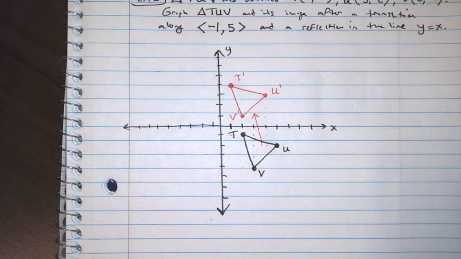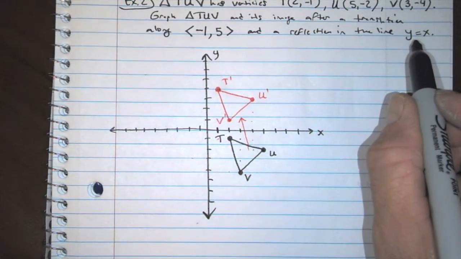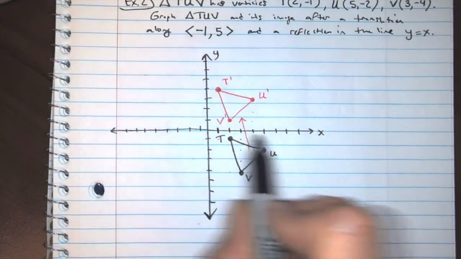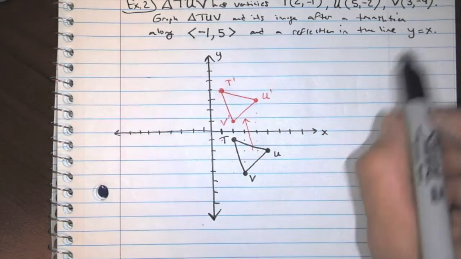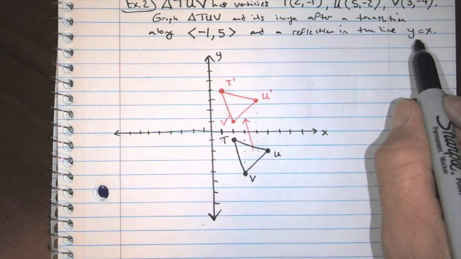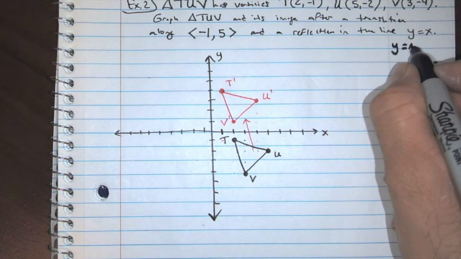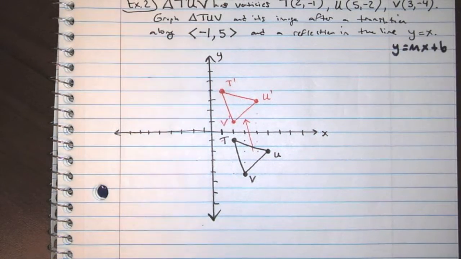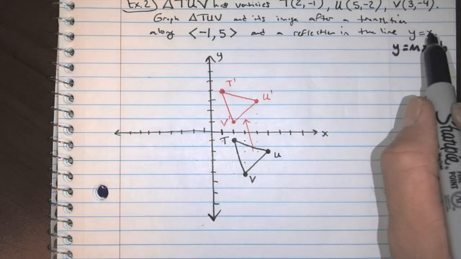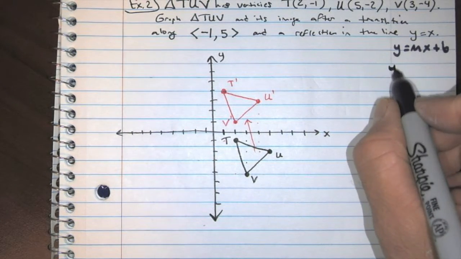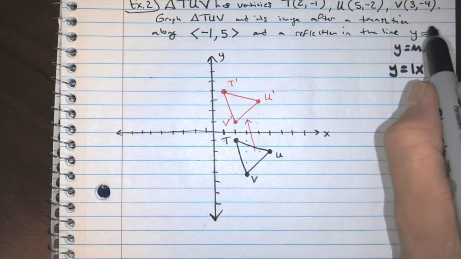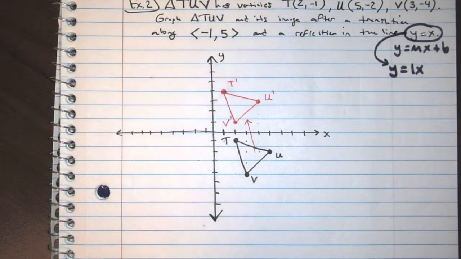Perfect. Now we need to reflect over the line y equals x. Remember what that line looks like. It's not the x-axis. It's not the y-axis. It's not even a point. Some of you might think that's a point. Remember, this is in slope-intercept form, which is y equals mx plus b. There is a number in front of that x. It's 1. So this is the same thing as y equals 1x.